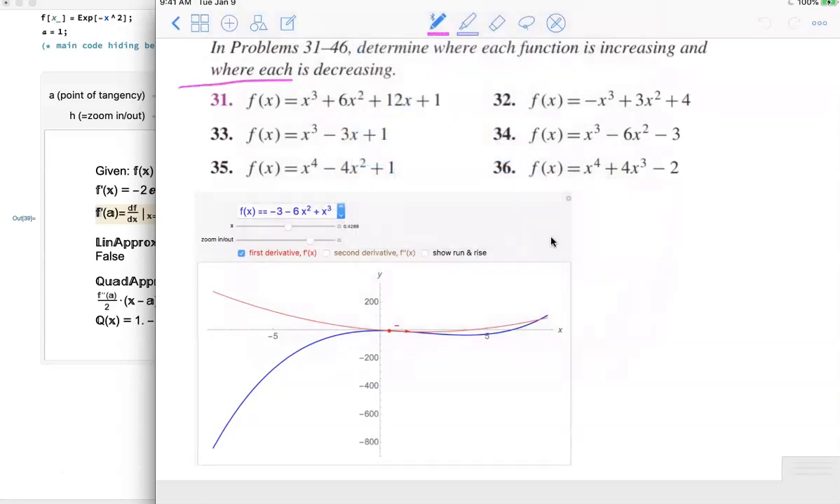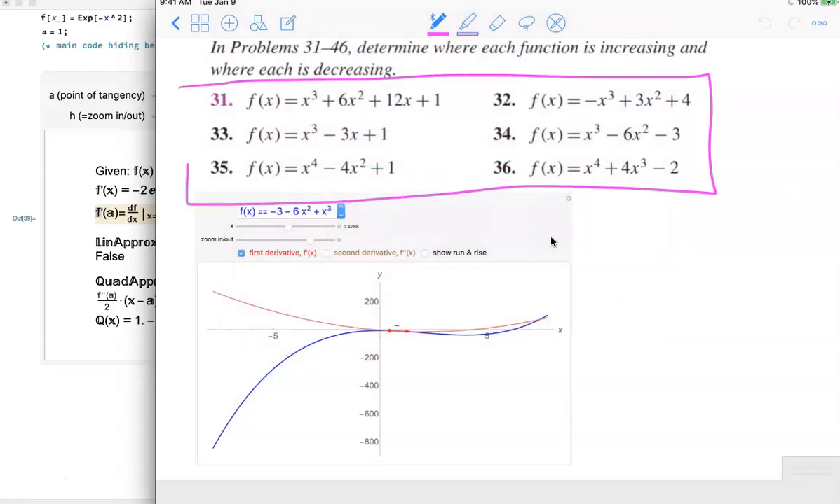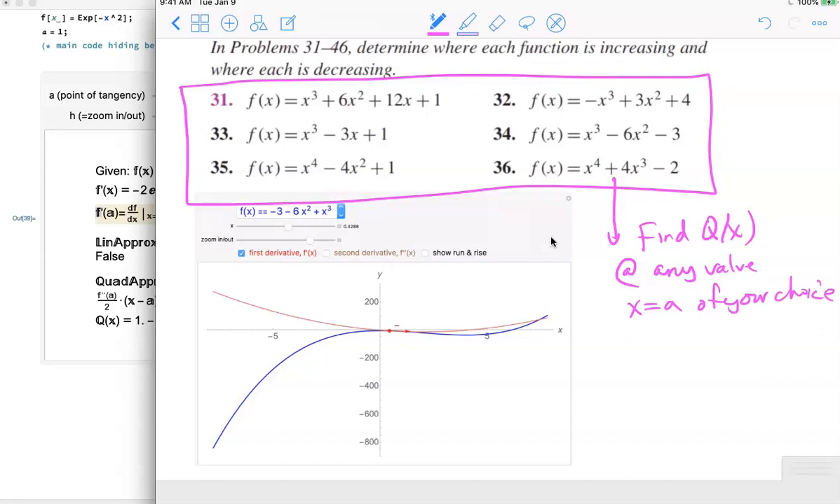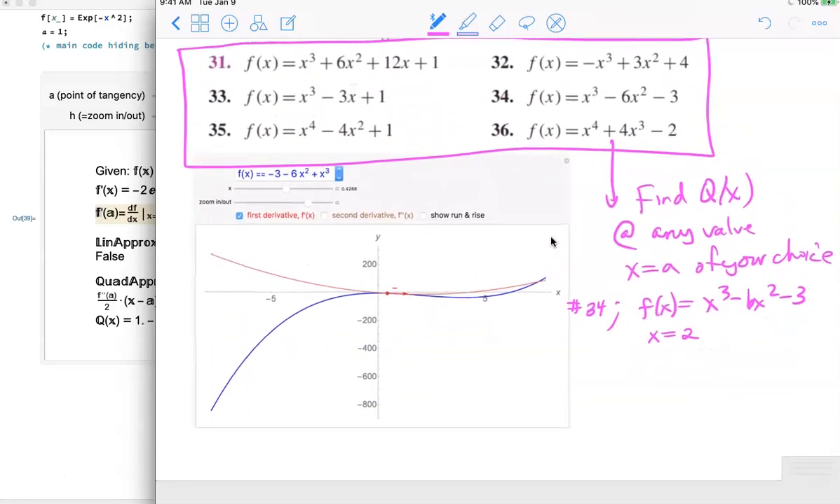So here are some functions, and I would want to be able to take any of these functions and find the quadratic approximation to any of these functions at any value x is equal to a of your choice. Okay, so we'll just pick one of these functions at random, 31 through 36. I'll pick 34. It's x cubed minus 6x squared minus 3. Now you should be able to pick any value of x is equal to a. Why don't we say 2 in this case? Just pick 2.